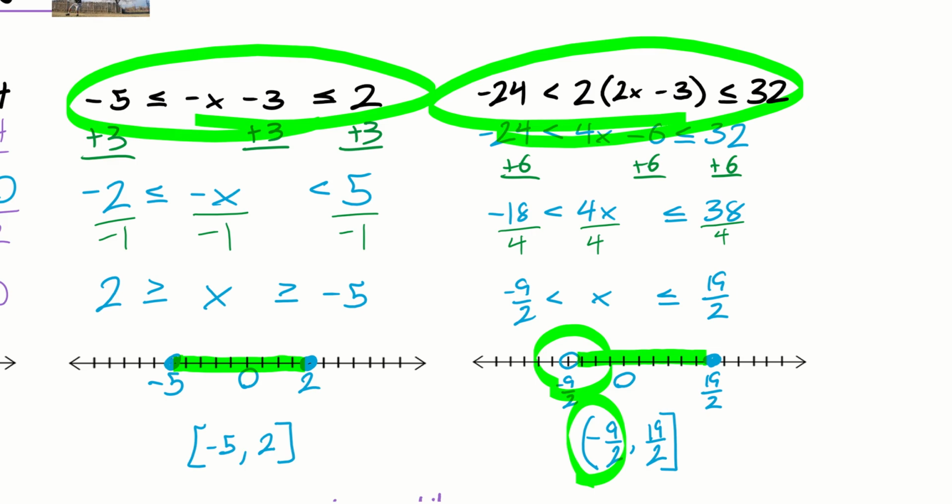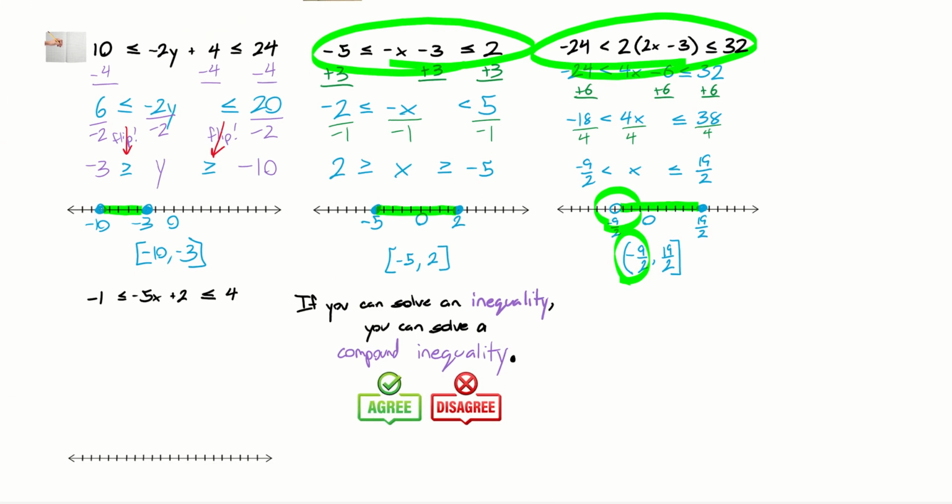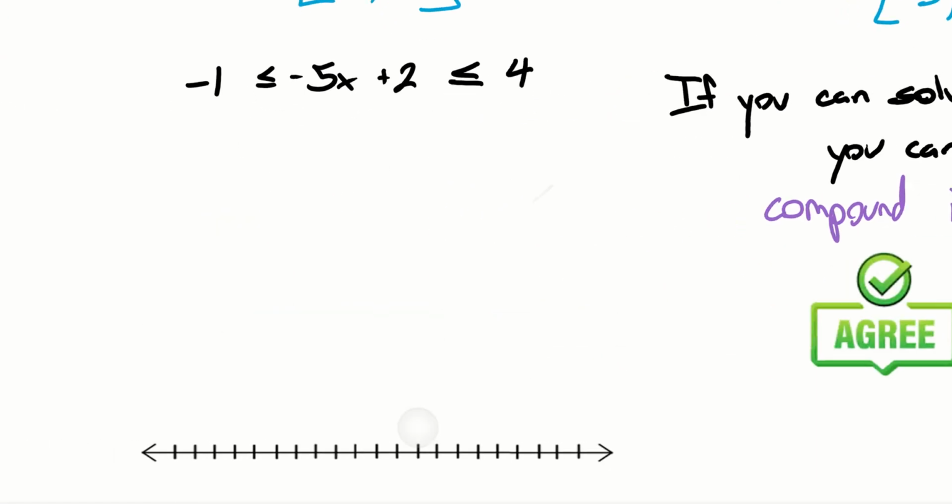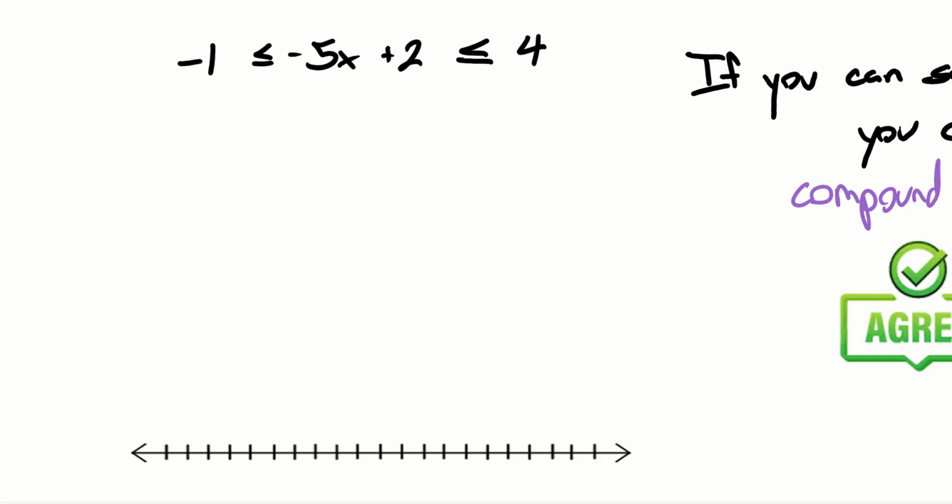And again, I hope this goes under the vein that if you can solve an inequality, you can solve a compound inequality. And hopefully you're starting to agree with that. Before we get to the "or" compound inequalities, I want you to warm up your mind with one more "and" compound inequality. Here it is: -1 is less than or equal to -5x + 2, which is less than or equal to 4. I'm going to give you time to work on this. So pause the video now, and when you're done, unpause the video so you can see the solution. Good luck.